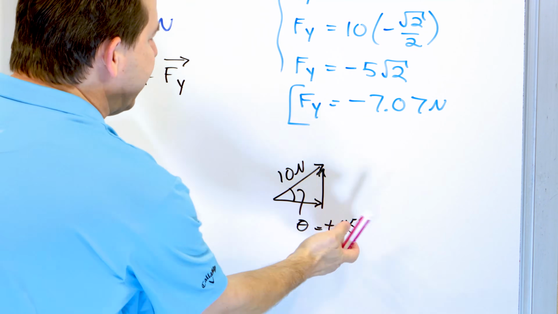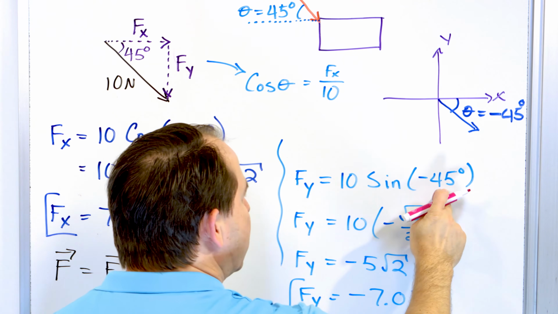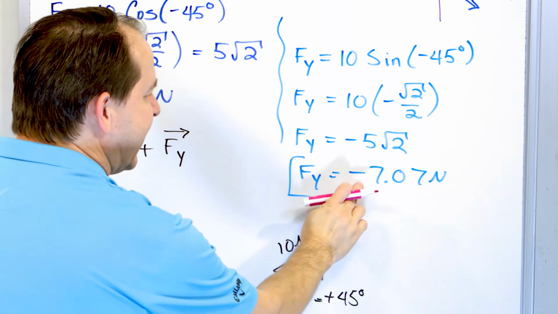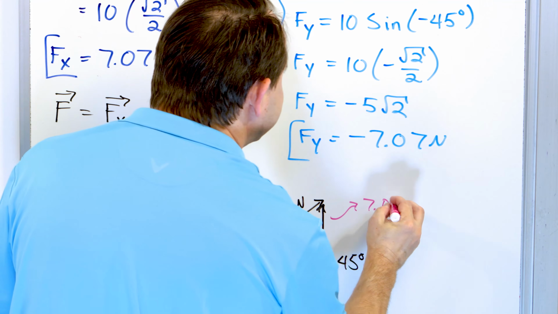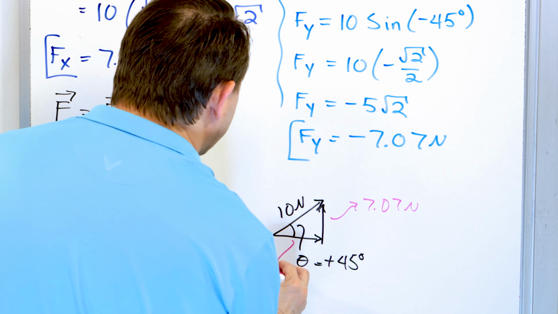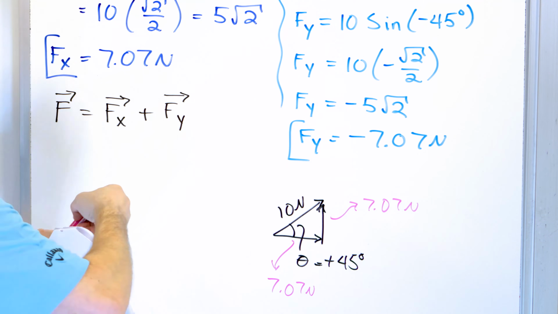Right? Then everything's the same. The positive 45 is going to give you the same thing here. The positive 45, when you take the sign, is going to give you the same number with a positive sign. So in that case, this would be 7.07 newtons. And then this side also would be 7.07 newtons. If I change the angle, I just get the same signs right here.